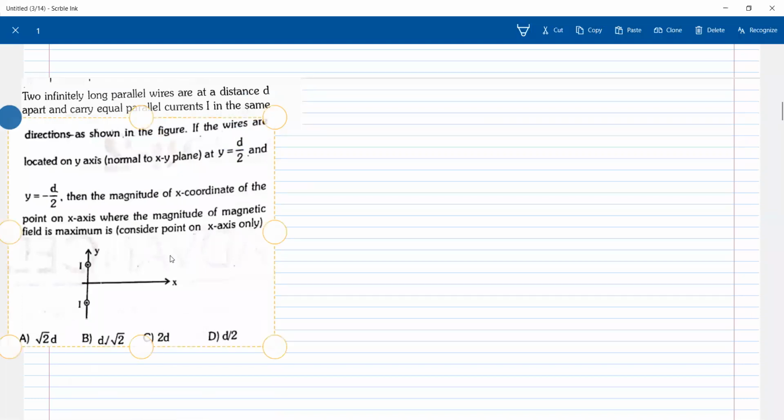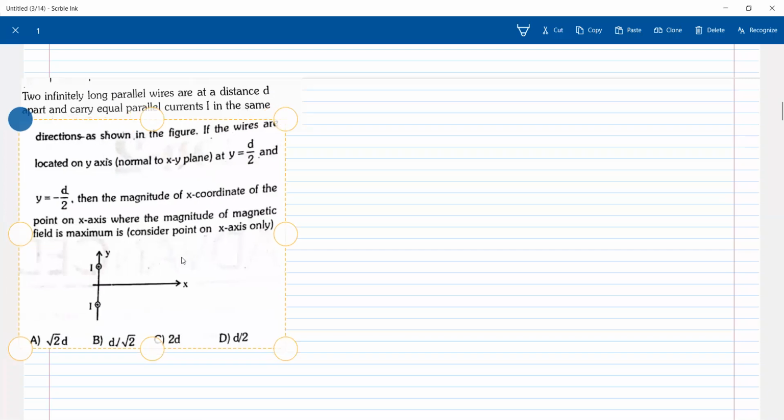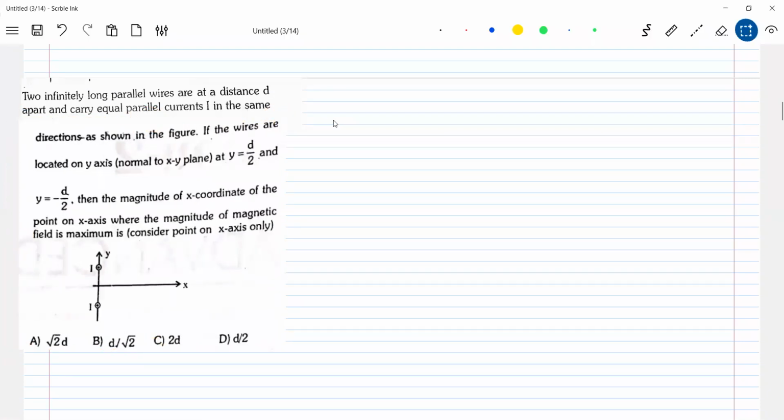Okay, read the question. There are two long parallel wires at a distance d apart and carry equal parallel currents I in the same direction as shown. The wires are located on the y-axis, normal to the xy plane at y equal to d by 2. The separation between them is d by 2 from the origin. So at what point will the magnetic field be maximum?